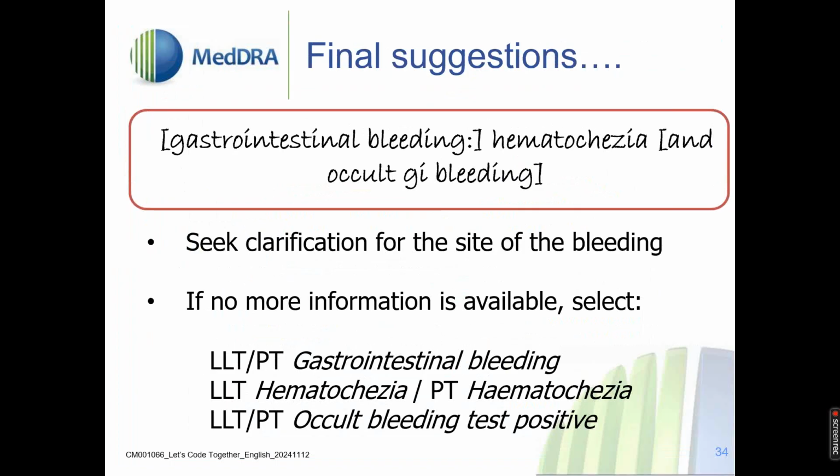As we've said, we've got more information if we code the individual elements. We don't have an overall diagnosis of what's bleeding in order to say that the other two are both covered. The hematochezia with the gross blood in stool as well as the occult bleeding gives us more information. So at this stage, while we seek clarification, we would code all three elements: gastrointestinal bleeding, hematochezia, and occult bleeding test positive.